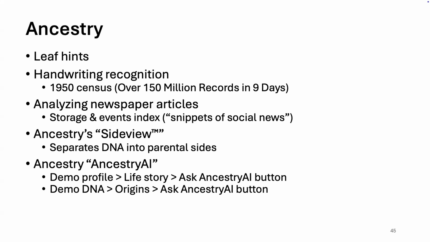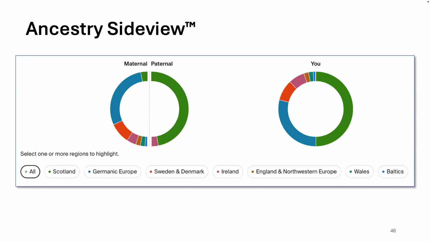So they call this Ancestry AI, and almost every page on Ancestry has a button for Ancestry AI. You may have overlooked it because it's usually buried two or three scrolls down and over on the right-hand side. Depending on where you are, like if I'm looking at the facts for one of my ancestors, I can click on Ancestry AI and it will give me a life story, for example. Obviously, the DNA origins also has an Ask Ancestry AI button, I think.